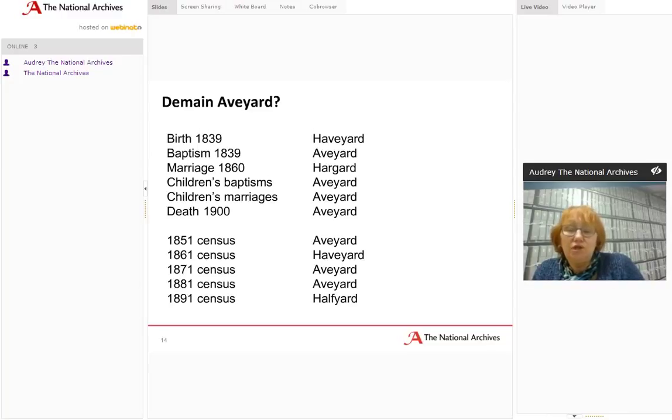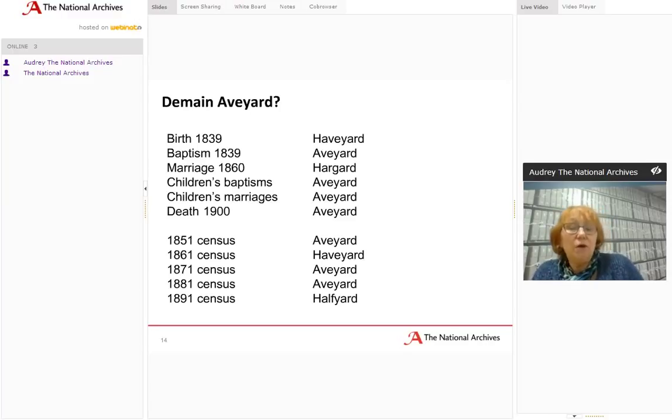This is in Yorkshire, and I'm not going to attempt a Yorkshire accent, but if you try and think of someone in the north, someone in Yorkshire, pronouncing Avyard and Halfyard, they sound different in my southern accent, but in a northern accent they're very, very similar. So try to think of the way something looks when it's written down and how somebody might have copied it. And I think that's how Hargard came about, because I can't make it sound like any of the others.